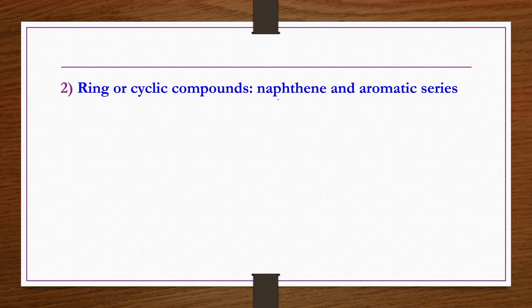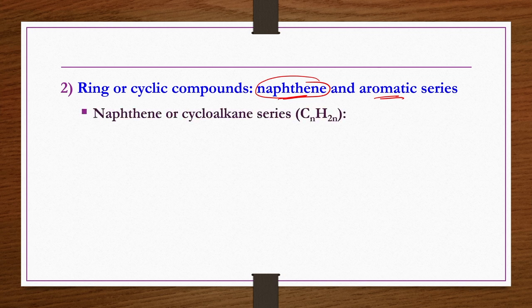The second category of chemical components present in the crude are ring or cyclic compounds. They are of two types, naphthene and aromatic series. It is not naphthalene, it is naphthene. So, naphtha based crude: if the crude has more naphthene or aromatic components, we call it naphtha based crude. Naphthene or cycloalkane series have the formula CnH2n.